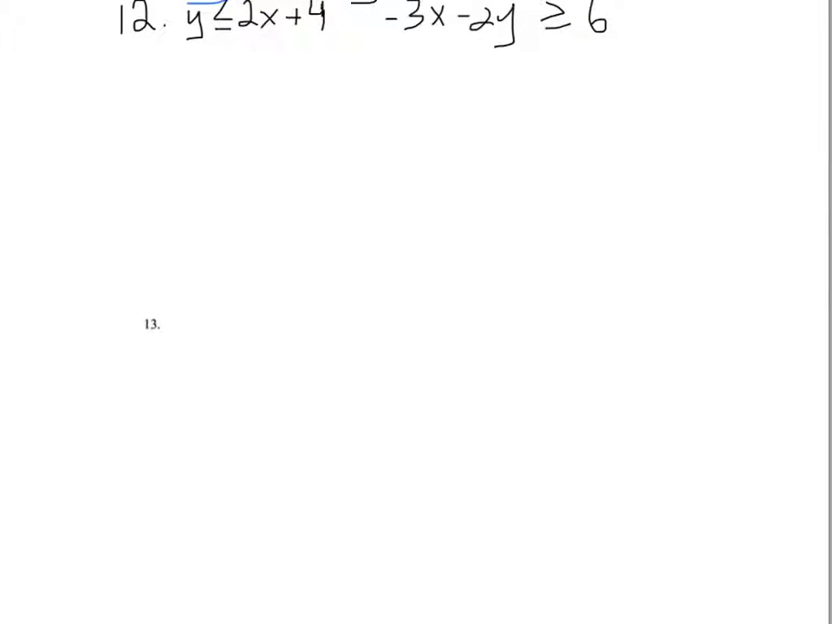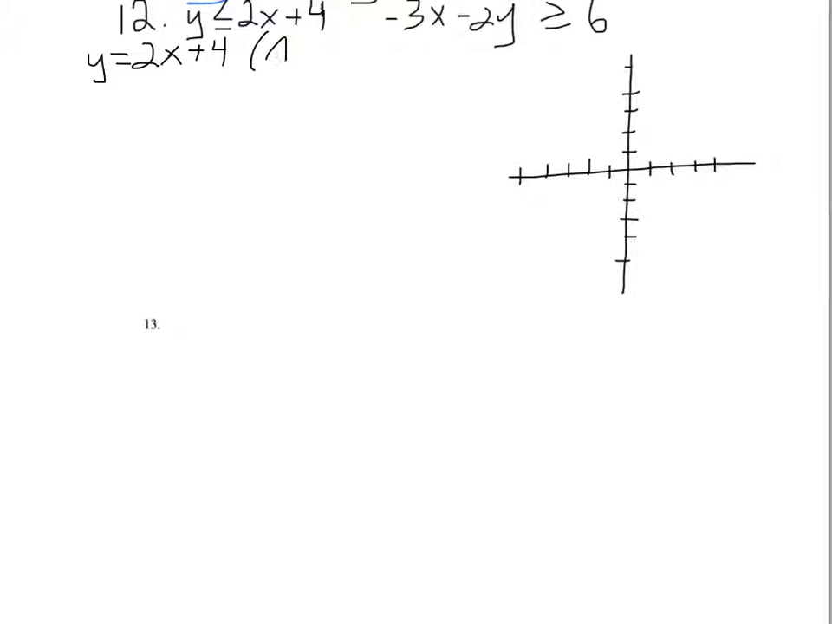Number 12 is asking me to graph two inequalities, and I'm going to then look for the intersection of the two shaded regions. So let's go ahead and create our graph. So the first equation I'm going to rewrite as an equality, so y equals 2x plus 4. I'm going to label this A, so when I draw the line, you can see which line it is.